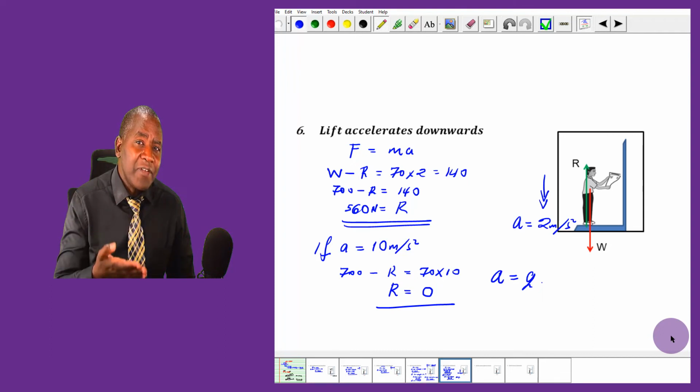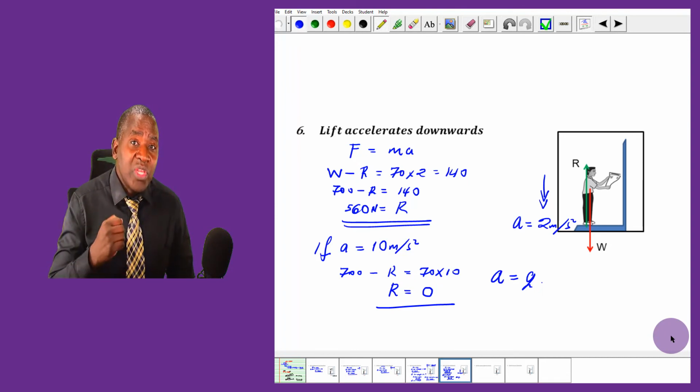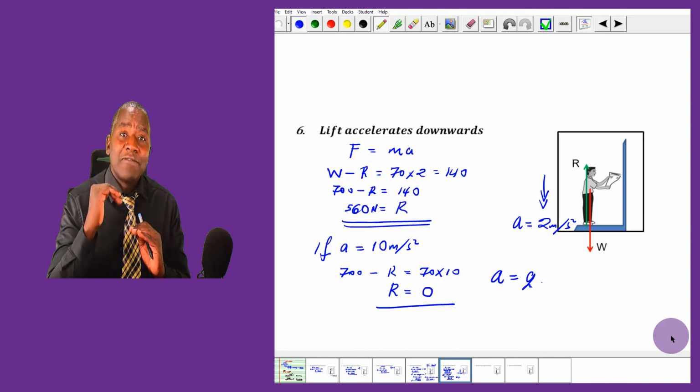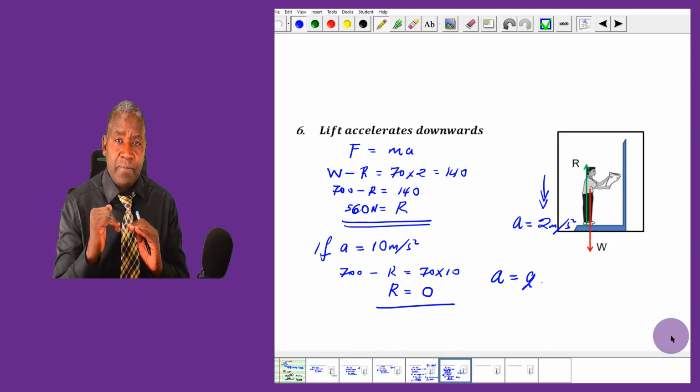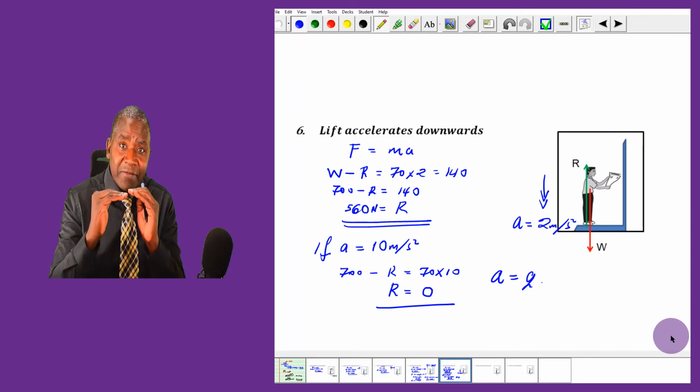Your acceleration is equal to the acceleration due to gravity. But the surface on which your feet are resting is moving with an acceleration greater than the acceleration due to gravity. So the two bodies are moving with different accelerations. The lift in which you are is moving with a higher acceleration downwards than the acceleration which you would normally have when you're falling freely. So you'll sort of be left behind.